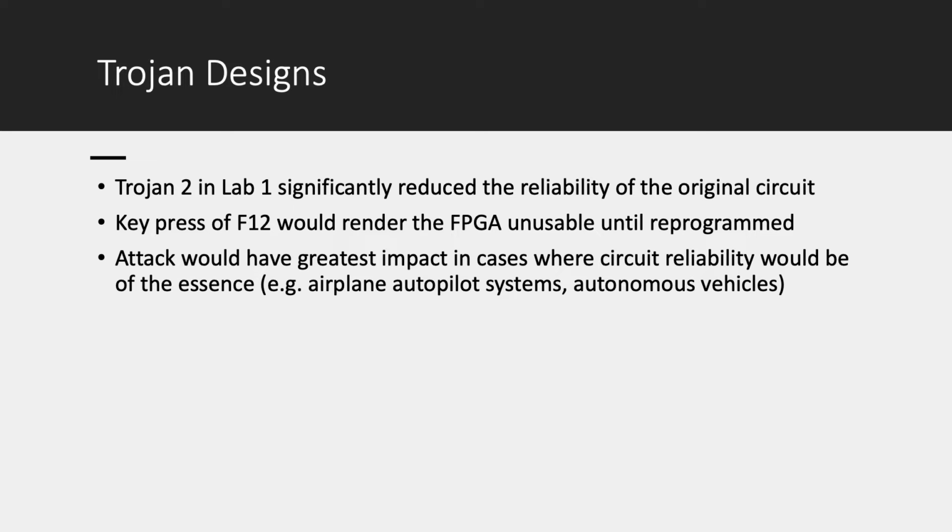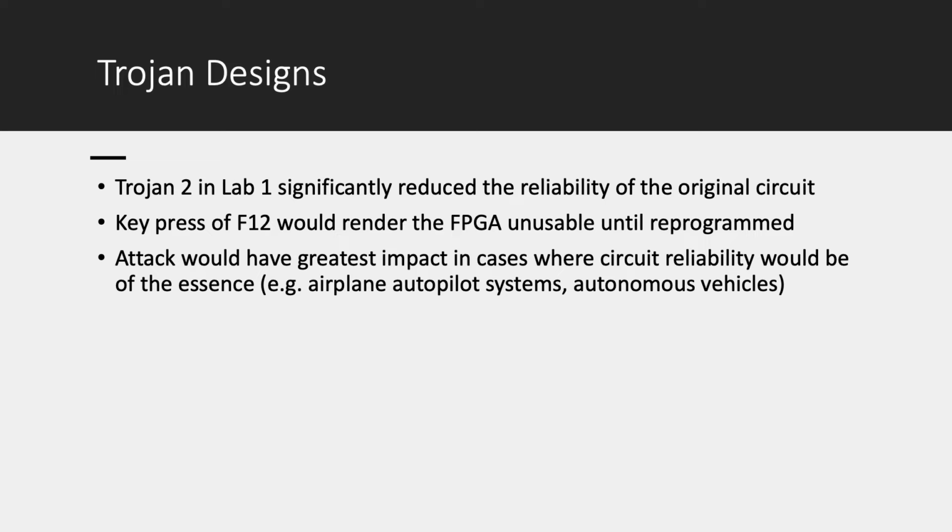The second Trojan investigated in Lab 1 was a Trojan that significantly reduced the reliability of the original circuit. For this hardware Trojan, a key press of F12 on the keyboard that was connected to the FPGA would render the board locked. This means that no matter what was pressed or inputted, nothing would happen on the board. The only way to get the board to work again was to reprogram it.